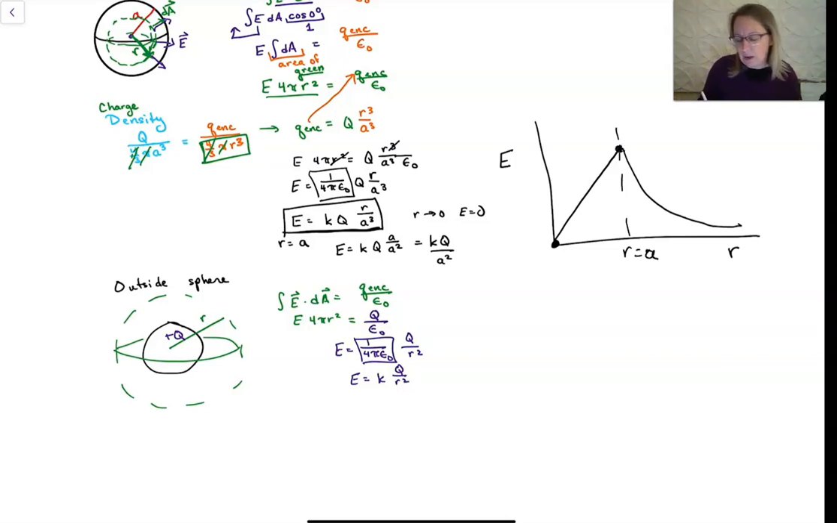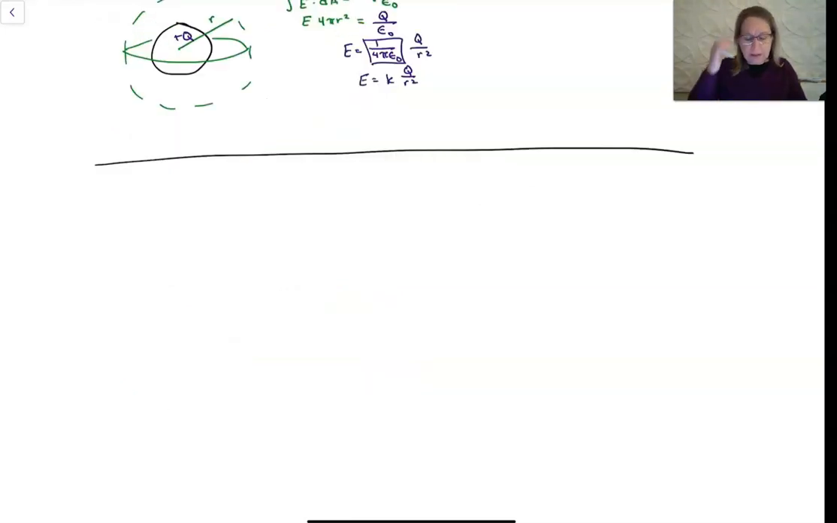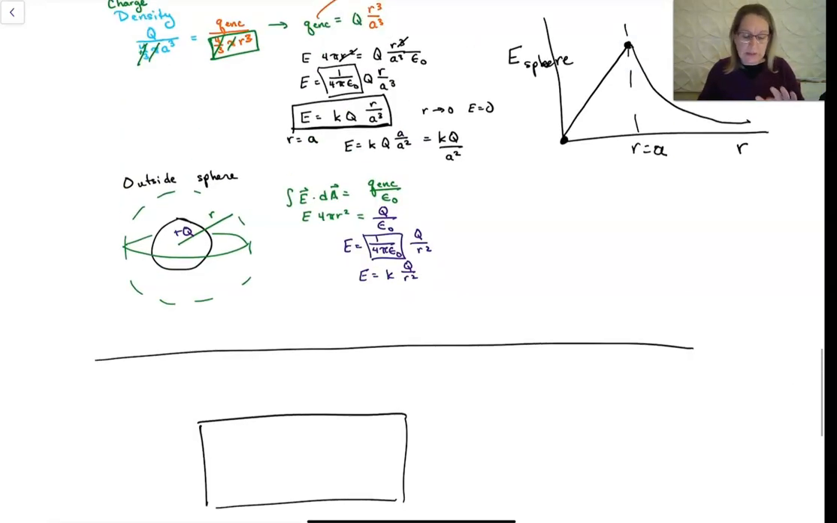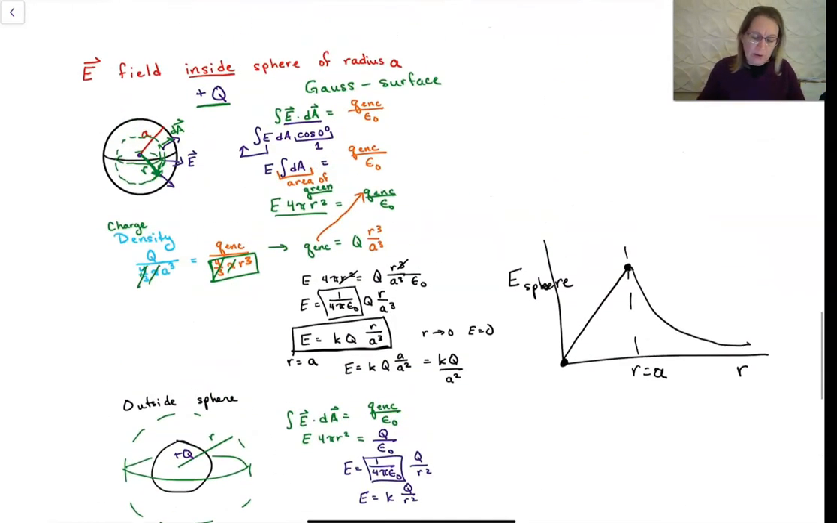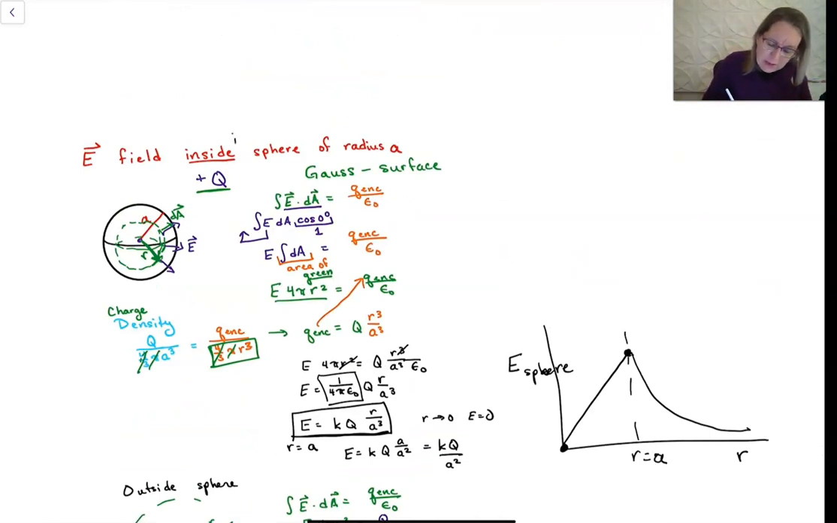So that would be my electric field of a sphere as a function of R. So it increases and then it drops off like that. Finally, we can say something about where charges are located in a conductor. This I assumed was an insulator, and I really wanted this to be inside an insulating sphere, an insulator, not a conductor.